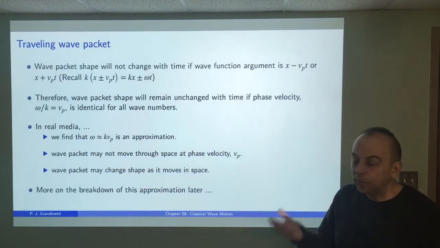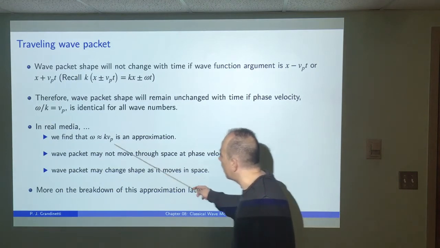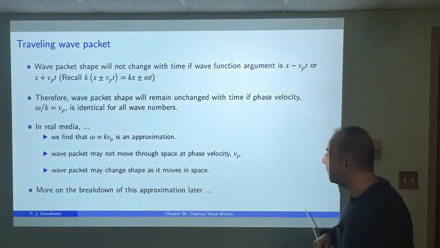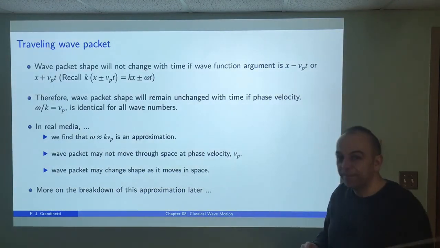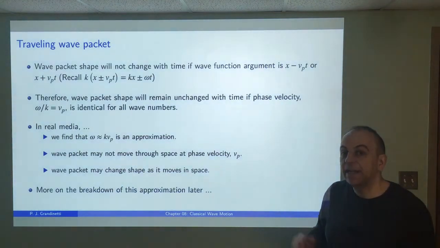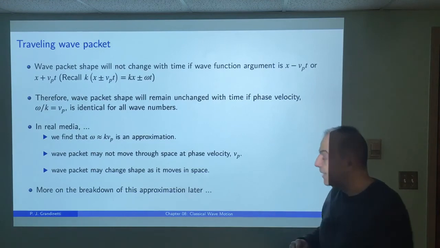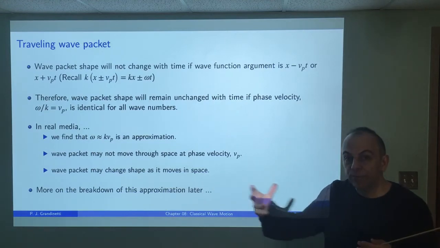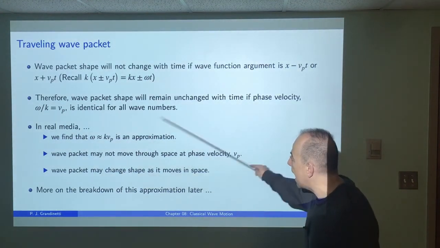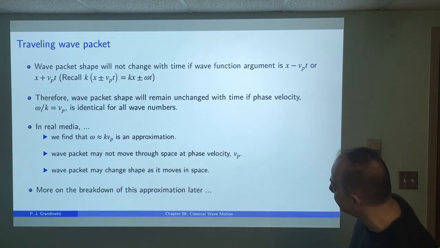Now, in what's called an ideal medium, that will be true. But in real media, we find that that's a bit of an approximation. So if I rearrange this, omega is approximately equal to k times v_p. What happens then is the wave packet in real media may not move through space with the phase velocity that we talked about. It's actually going to move through space with what we're going to learn is called the group velocity. And we'll also learn that in this real medium, as the wave packet moves through space, it might change shape. We'll go back to how this happens in real media, and this is what's called dispersion, in a later section.